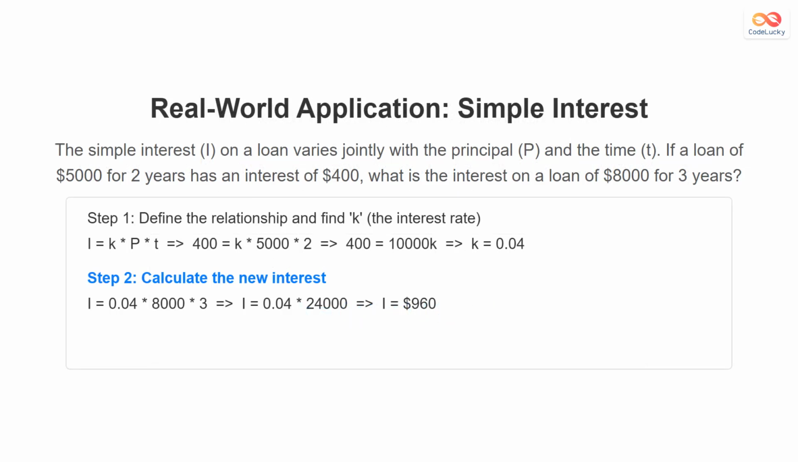Let's see a real-world example. The simple interest on a loan varies jointly with the principal and the time. If a loan of $5,000 for 2 years has an interest of $400, what is the interest on a loan of $8,000 for 3 years? First, we find k, which is the interest rate. 400 equals k times 5,000 times 2. This gives us k equals 0.04. Now we calculate the new interest. Interest equals 0.04 times 8,000 times 3, which is $960.